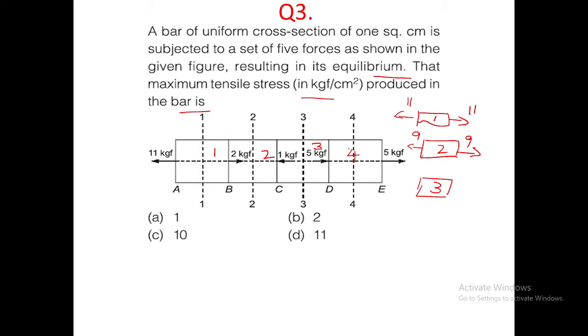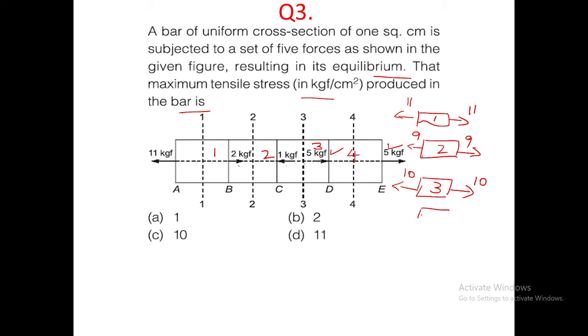Third one: left side is 11 tensile, 1 is tensile, so 12 minus 2, which means 10. So this is also tensile, 10. Left side is 10, so right side is also 10, so 5 plus 5, 10.